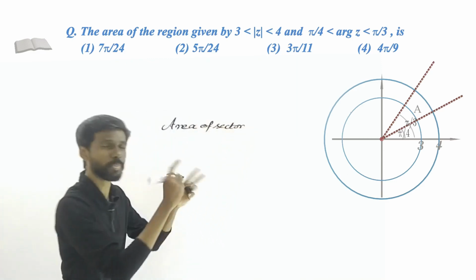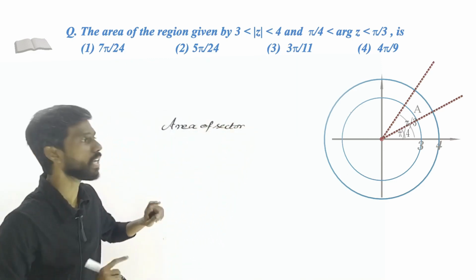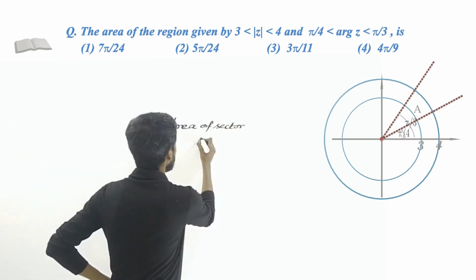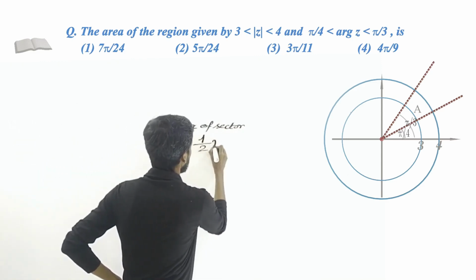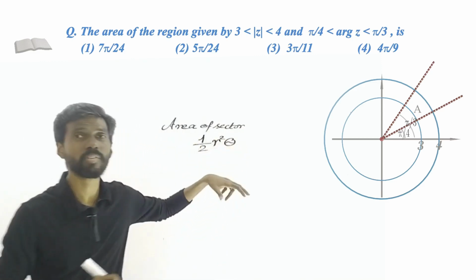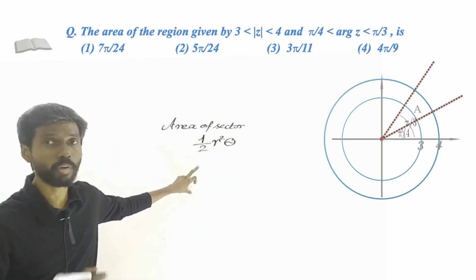I mean the difference between the areas of the two sectors. What is the area of the bigger sector? What is the area of sector formula? That has formula half r square theta, right? This is the formula for area of sector, where theta is written in terms of radian.